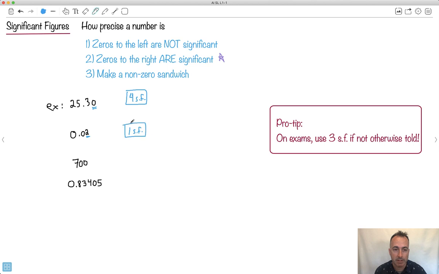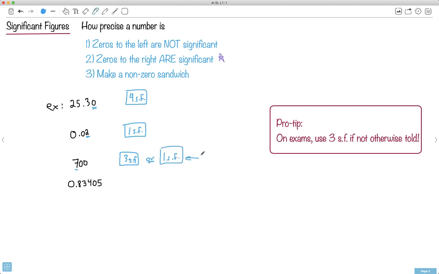That's it. This one, however, is quite interesting because if you use this rule just blindly, you'd say, well, zeros to the right are significant. There's the 7 plus the 2 after it. There must be three significant figures. However, it's not always the case. It could be seen as one significant figure. And I would say this is ambiguous.